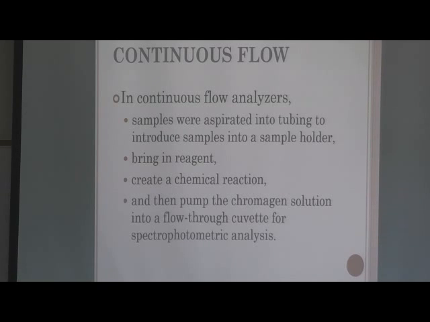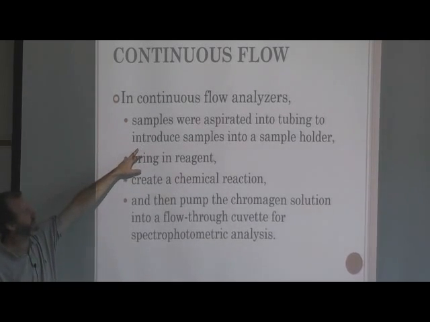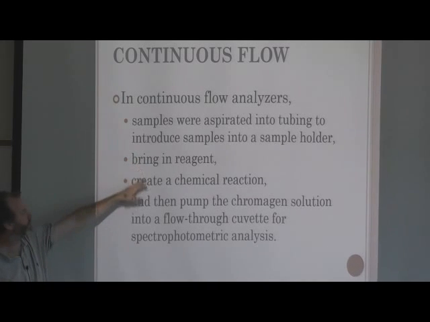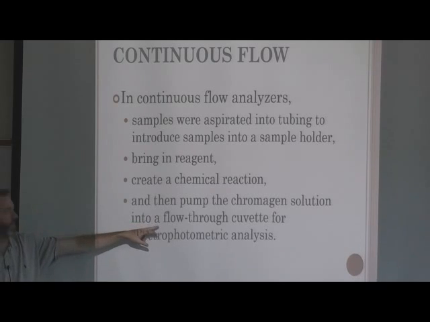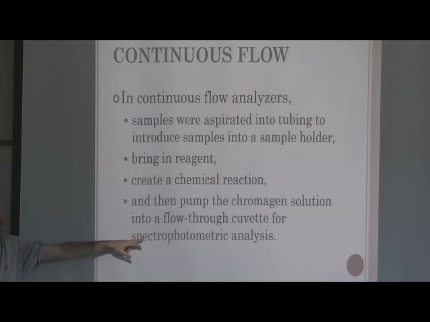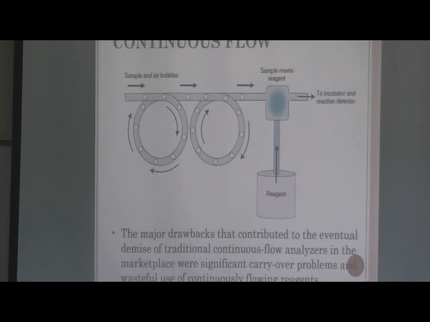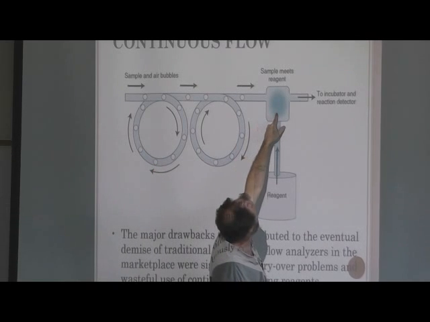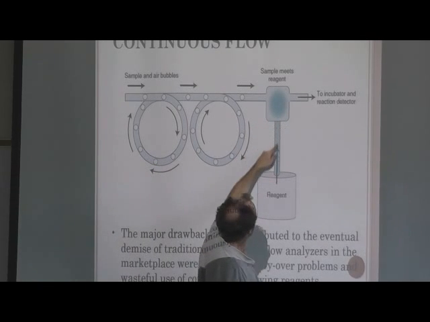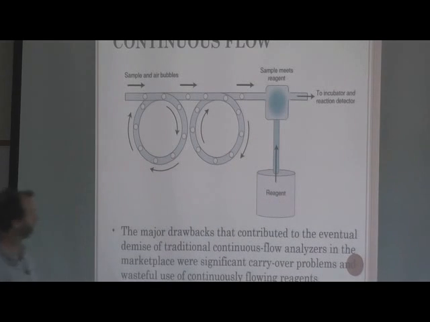And in this continuous flow analyzer, samples are aspirated into tubing, introduced into a sample holder, reagent is brought in, a chemical reaction is created, and then the chromogen solution is pumped into the flow-through cuvette for spec analysis. And they have a little picture here where you have the bubbles that are going to separate things. Samples are separated by the air bubbles, and then the sample and the reagents meet here, and then it goes into the incubation and then the detector.